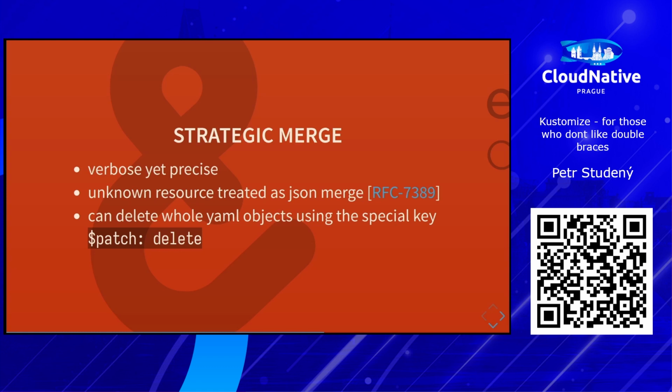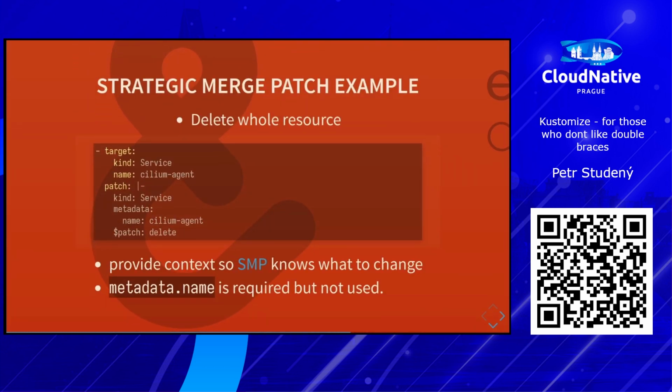About the strategic merge, there is a nice thing that you can delete whole YAML objects, because in JSON merge and JSON patch, you can't. But with the special key patch delete, you can delete the whole thing. So in this example, I don't need the service for the agent, so I just use this special key, and the whole resource vanishes. So, for example, if I include some base that contains the service and I don't need it, I can delete it using the strategic merge.